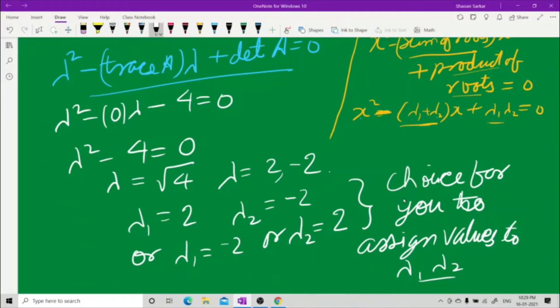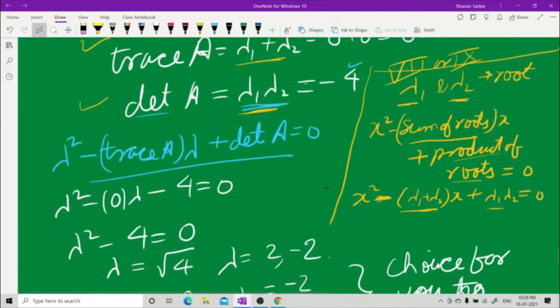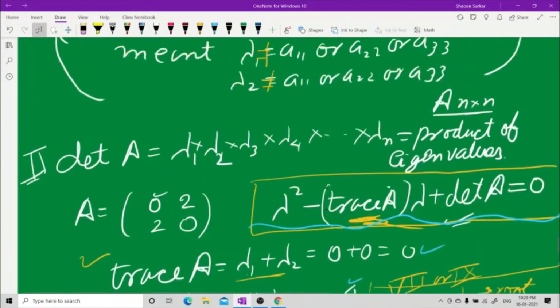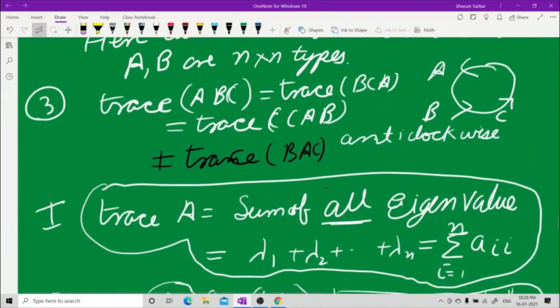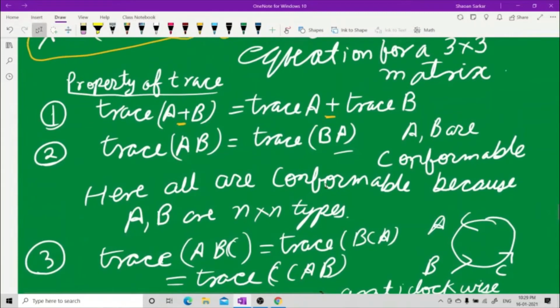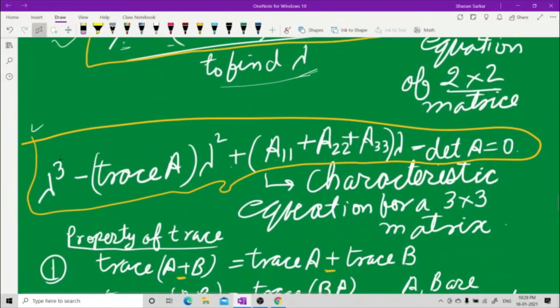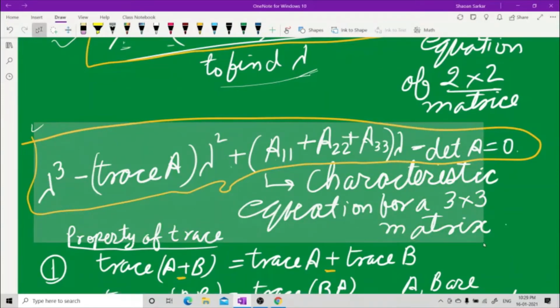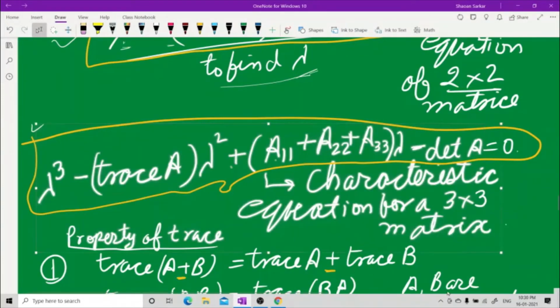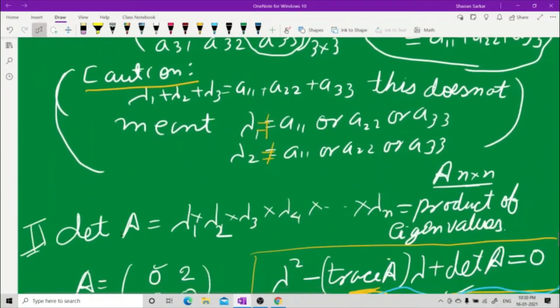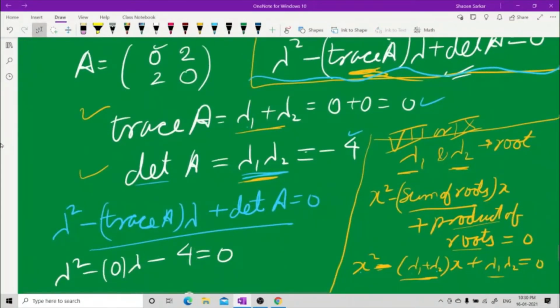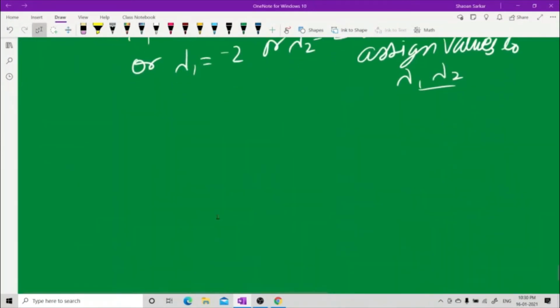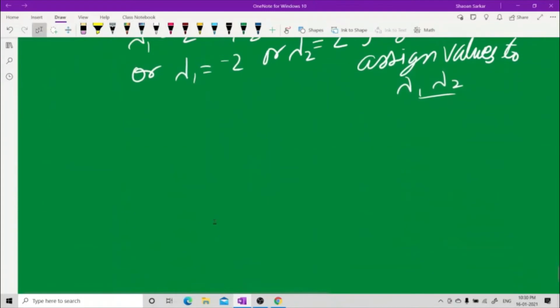Now you see one more thing. Now let me take the 3 cross 3 equation. I will be helping you using this equation. Now let's see how to use this one, and we will do this by an example again. Let me take this example.